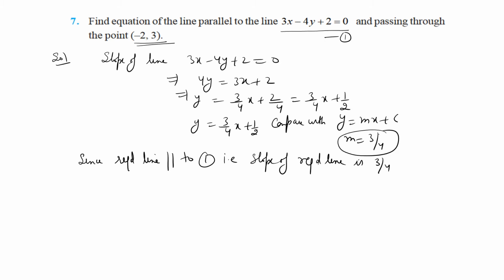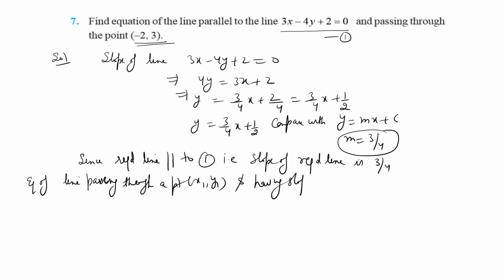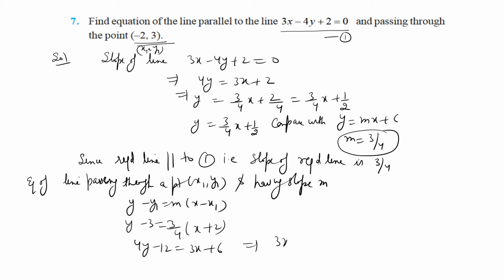Also, the equation of a line passing through a point x1, y1 and having slope m can be given by the point slope form, that is y minus y1 equal to m times x minus x1, right? So this is my point x1, y1. So let us apply it. y minus 3 is equal to 3 by 4 times x plus 2. This is 4y minus 12 is equal to 3x plus 6. This implies 3x minus 4y, and this becomes minus 12 minus 6, that is 3x minus 4y plus 18 equal to 0.